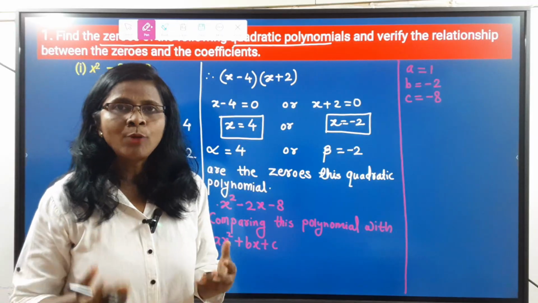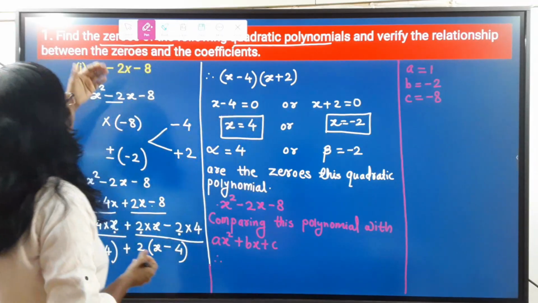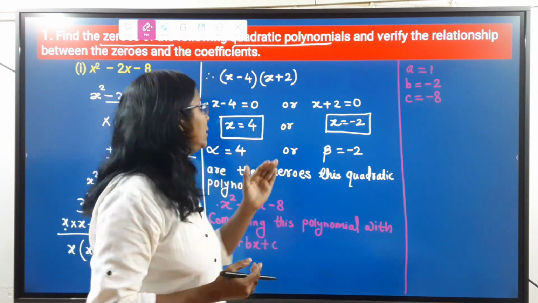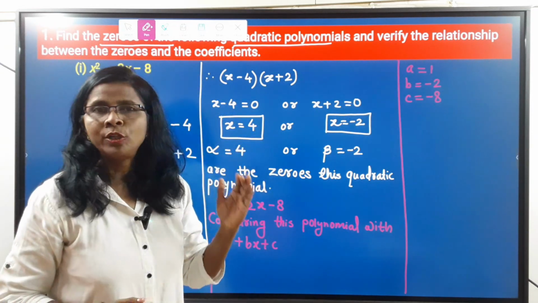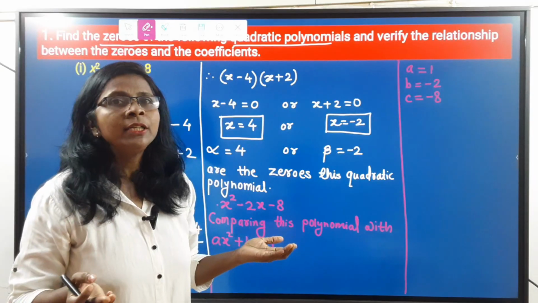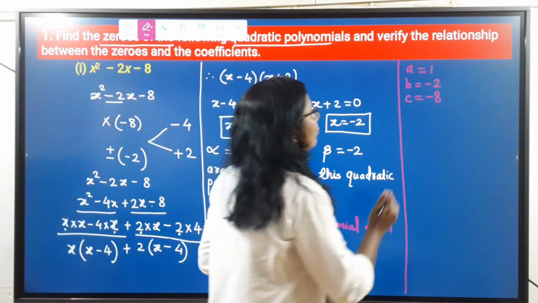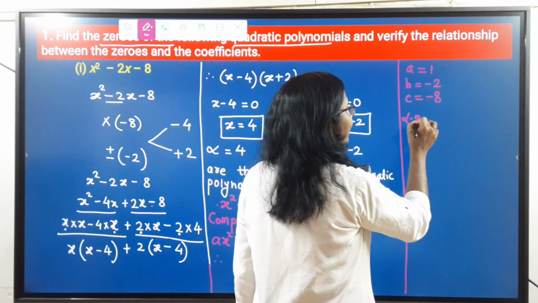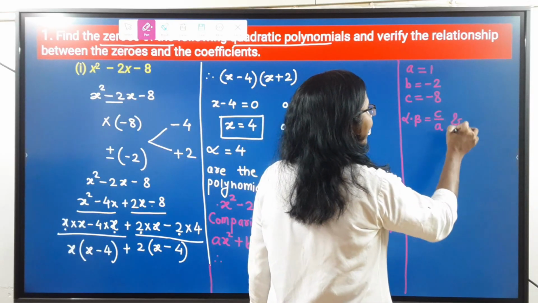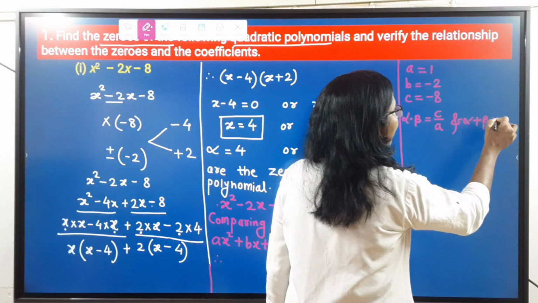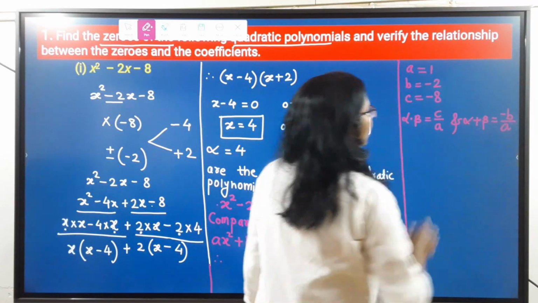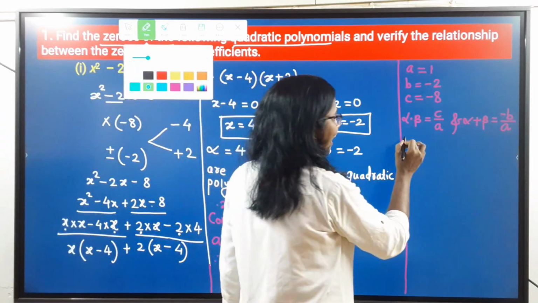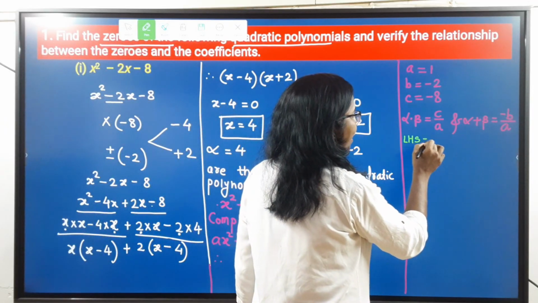Now here we have to verify the relationship between the zeros and the coefficients. a, b, c are the coefficients, and alpha and beta are the zeros of the quadratic polynomial. So what is the relationship between these two? We have to prove that alpha into beta is equal to c upon a, and alpha plus beta is equal to minus b upon a. So here students, we have to check whether LHS and RHS are equal or not.